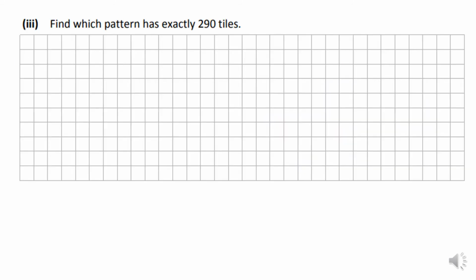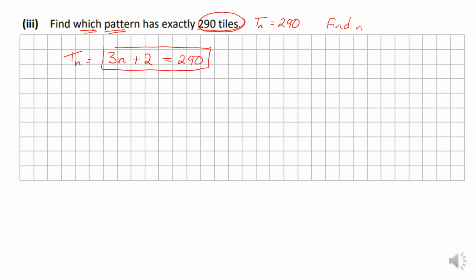And part 3 of that asks, find which pattern has exactly 290 tiles. So Tn is 290 tiles. This question asks you to find n. So which pattern? What place in the sequence is it? What is n? We're going to use what we've generated before, 3n plus 2, and put 3n plus 2 equal to 290, and we're going to solve this simple linear equation.